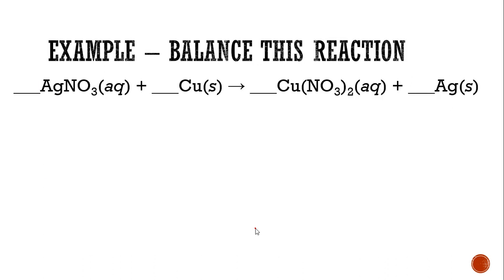So let's do this example first. I'm going to go ahead and split this in half because that's what I like to do. And I'm going to list these elements. I've got Ag, N, O, and Cu all on the left-hand side. And I should have the same exact elements on the right-hand side.